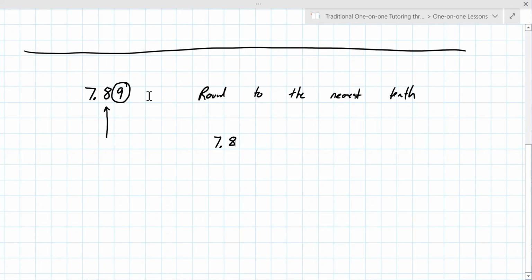Without the 9, but then you have to add a tenth to it. What is 7.8 plus 0.1? It is 7.9. Yes. And that's the value that you're rounding up to. Okay, so let's try another one here.